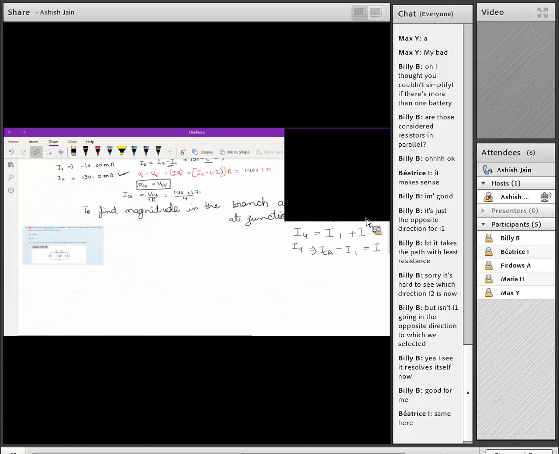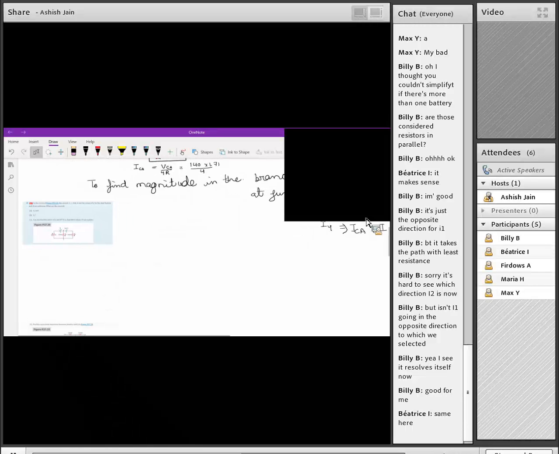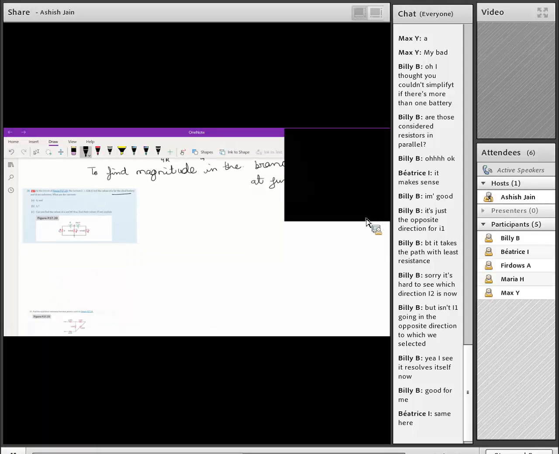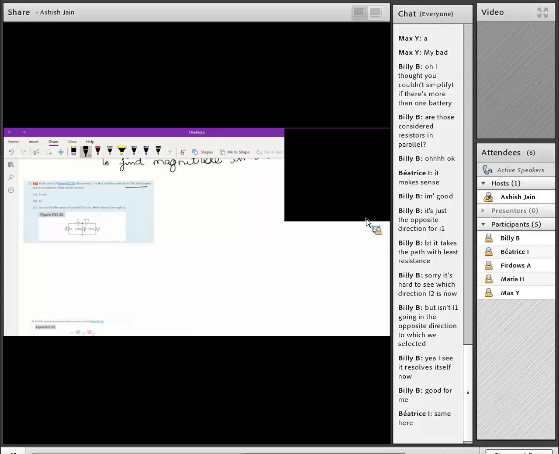Okay, let's move on to question number 20. In the circuit, the current I1 is 3 amperes and the value of epsilon for the ideal battery and R are not known. What is the current I2? The ideal battery means there is no internal resistance. Let me draw the circuit again. We have been given directions of the current, so we don't have to assume.